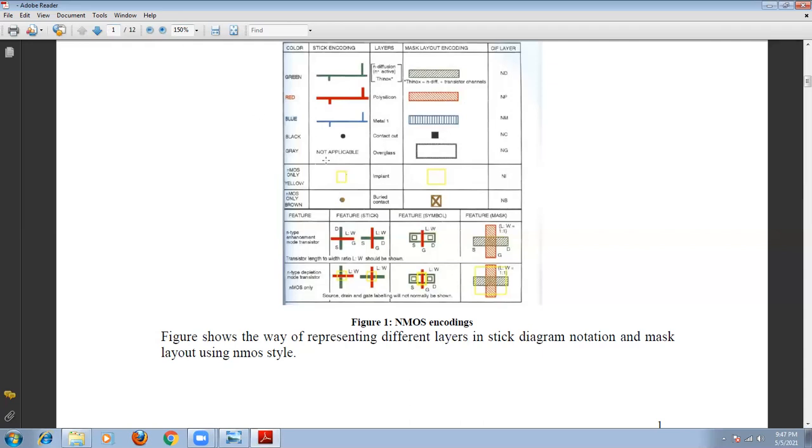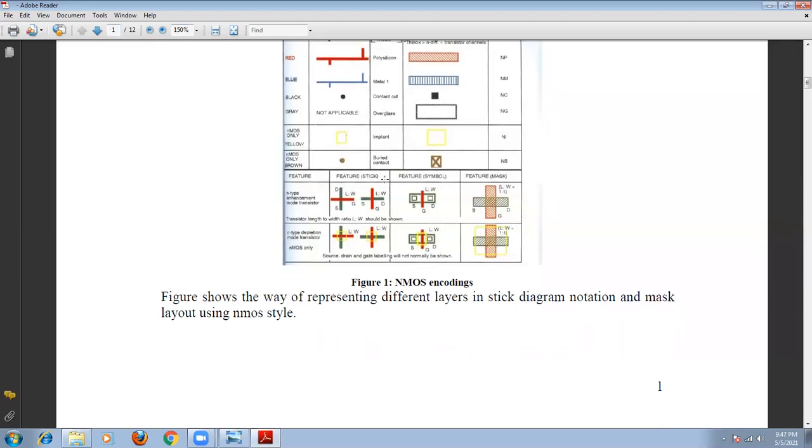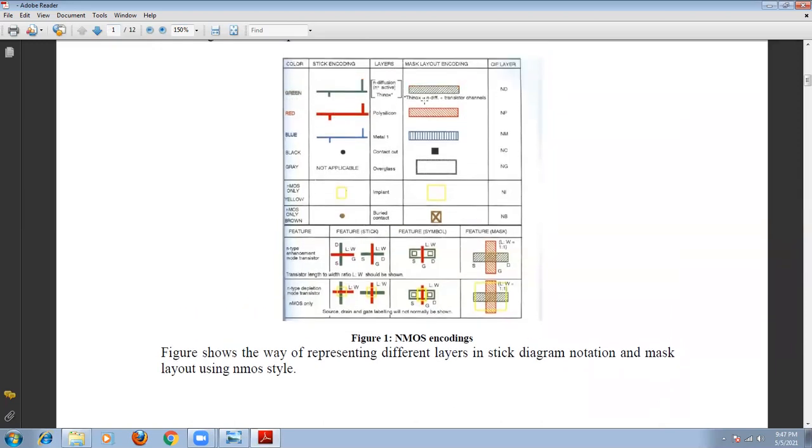So that is about the different types of color coding or encoding. Green color can be represented in stick encoding like this, but in layout you can represent it like this, starting from the top right corner and closing at the left down corner. These are the hashings of the N diffusion layer. And this is the red color. The structure is the same, but the color will be different.